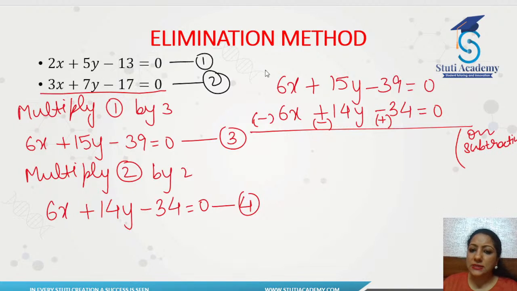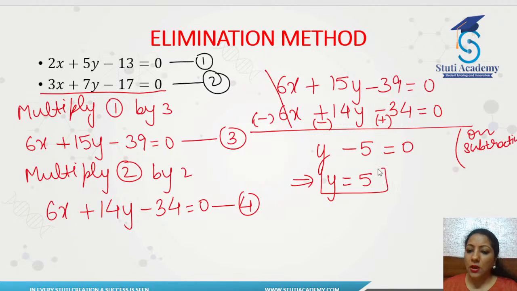So 6x minus 6x, this will get cancelled. 0. 15y minus 14y is y. Minus 39 plus 34. Please notice you will be using the new signs here. So minus 39 plus 34 will give you minus 5 equal to 0. From here we can say that y is equal to 5. Now since we've eliminated x, we were left with a linear equation in a single variable, and now we have solved it. We've got the value of y as 5.